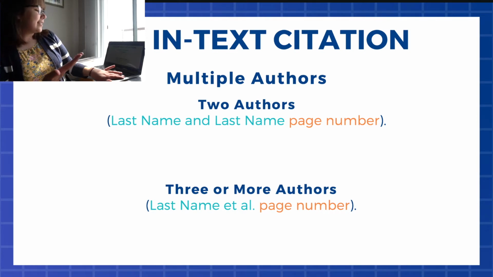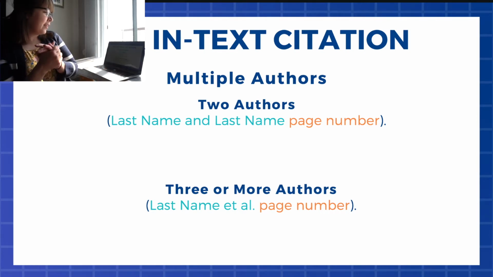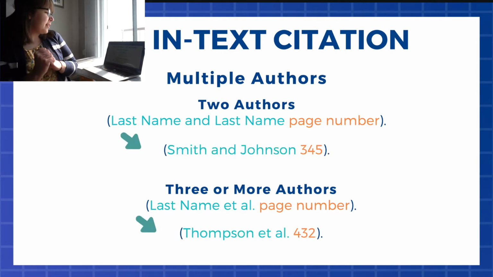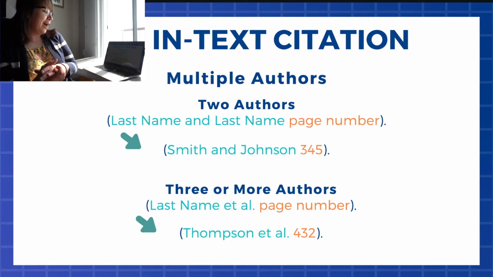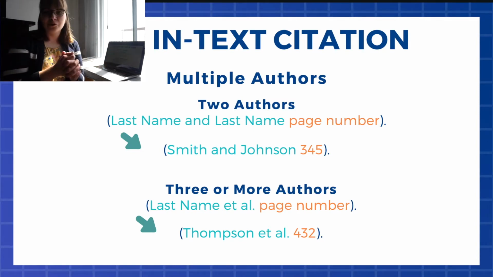And then to see how this would actually look, you have for two authors, Smith and Johnson, and we're citing from page 345. And then for three or more authors, you have Thompson et al. 432.